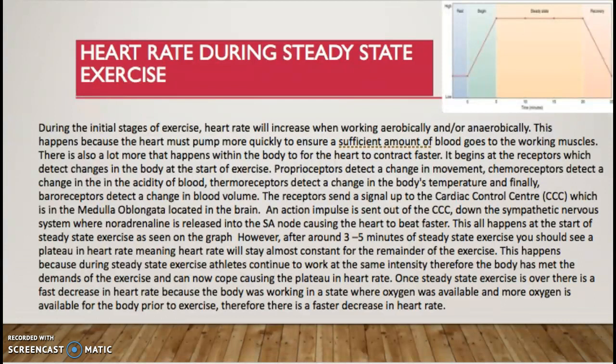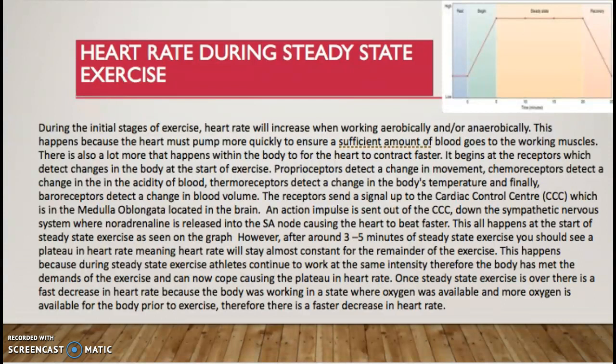It begins at the receptors, which detect changes in the body at the start of exercise. Proprioceptors detect a change in movement. Chemoreceptors detect a change in the acidity of the blood, and thermoreceptors detect a change in the body's temperature. And finally, baroreceptors detect a change in blood volume. The receptors send a signal up to the cardiac control center, or CCC, which is in the medulla oblongata located in the brain. An action impulse is sent out from the CCC down the sympathetic nervous system, where noradrenaline is released into the SA node, causing the heart to beat faster.